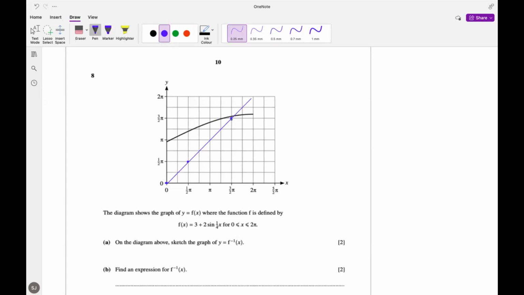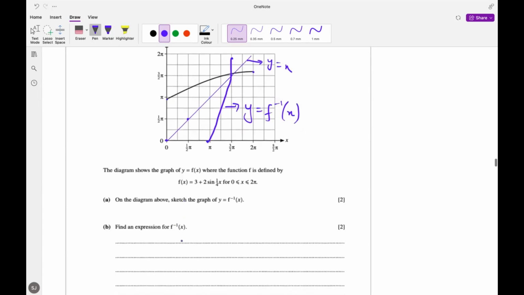To reflect this now, we can see that this point will reflect and come up over here. This point will remain as it is. This point on the curve will be reflected in the line y equals x, and it will be over here now. So now we have 3 points, 1, 2, and 3. We can join them to make a curve, which will be the graph of y equals f inverse of x.